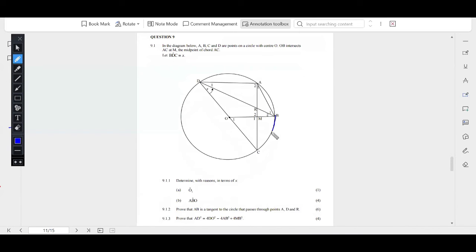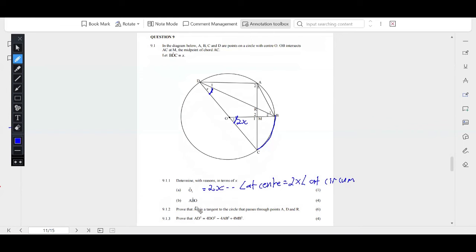Looking at this, we can see this is our arc, and our arc is subtending an angle at the center and also an angle at the circumference. This reminds us of the theorem that says an angle at the center is twice the angle at the circumference, provided they are subtended by the same arc or chord. So if this is X here, then this has to be twice that angle, so it has to be 2X. So O1 is 2X, with the reason: angle at center equals 2 times angle at circumference.